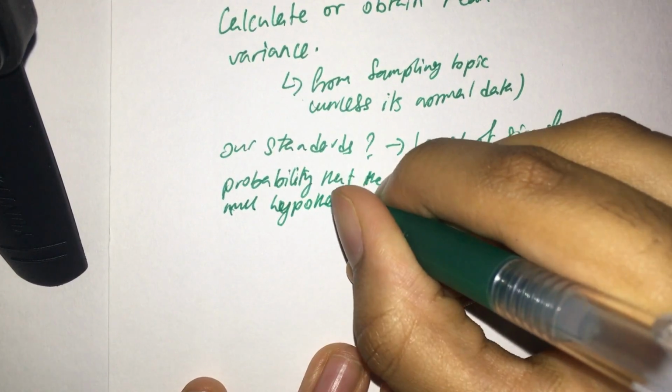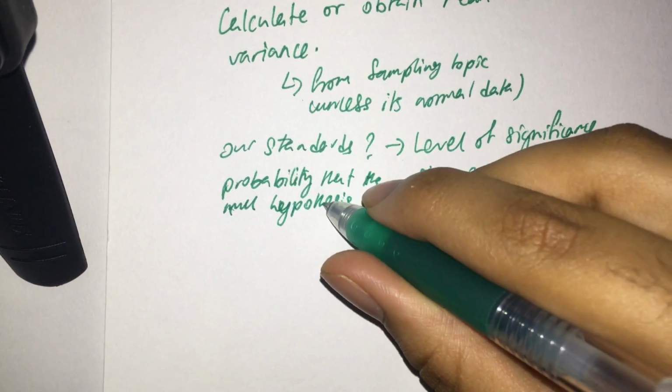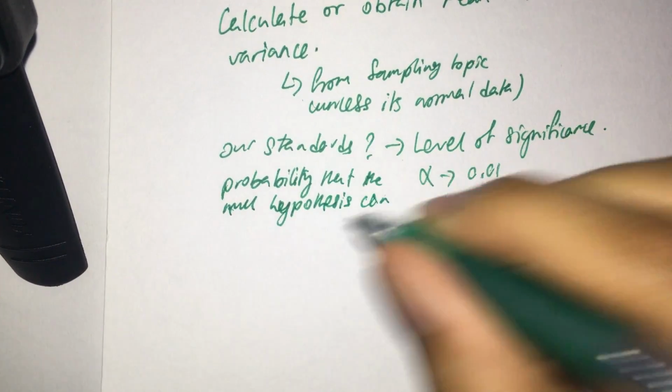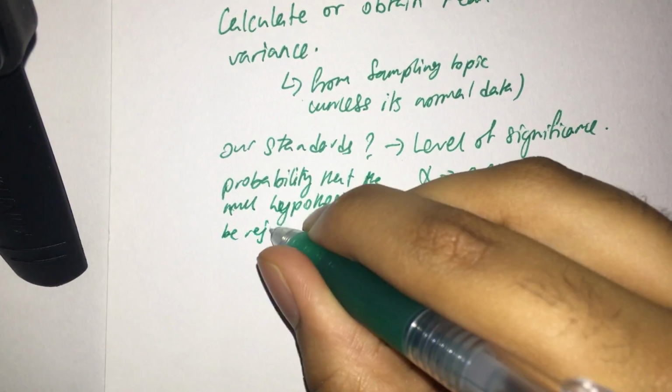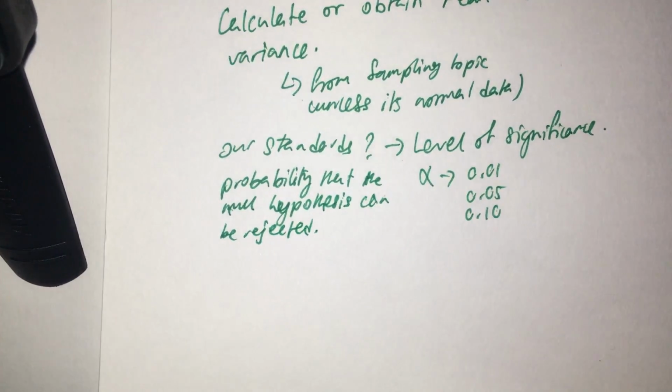Yeah, so, oh sorry, not when it is still true. It's just the probability that you reject the null hypothesis. Like the probability that you get a result saying that the null hypothesis is not correct, in a sense.